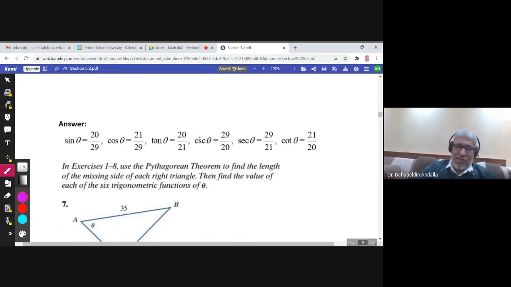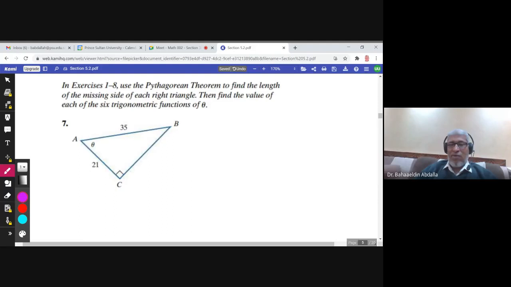Let us solve question 7 from the book. Now let us assume that this side is A. Let us call it A, okay? Usually, if this angle is capital A, the length of the side opposite to it is small a, and the length of the side opposite to capital B is small b, and 35 is small c.